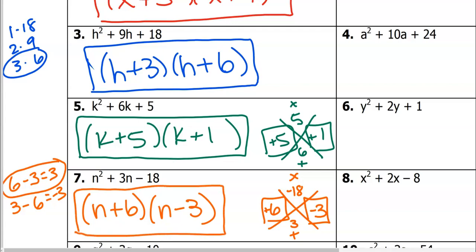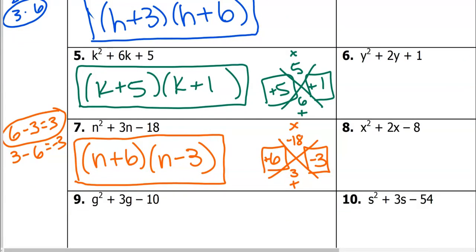Okay. If your C value is a negative, you're going to have a positive and a negative, right? That's the only way to multiply to get a negative value. If your last number is a positive, then you either have 2 positives or 2 negatives. So your signs are the same if you have a positive on the end. Your signs are opposite if you have a negative on the end. And that's just multiplying common sense. That's nothing new. You know that.